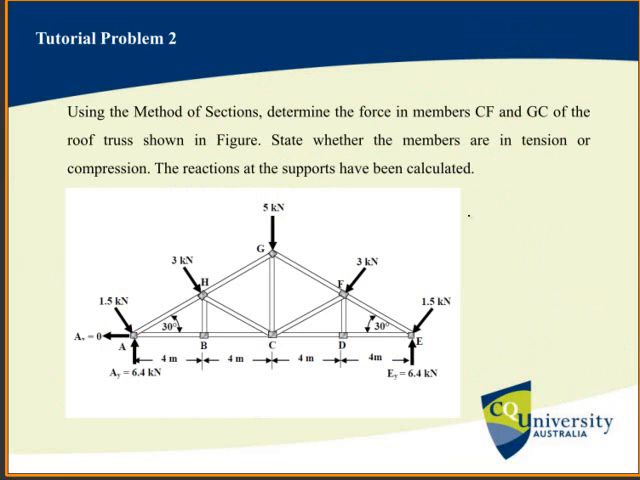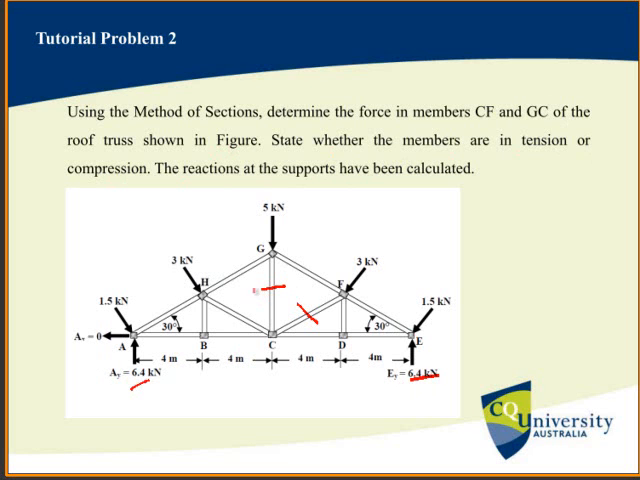I'm going for the next problem, which is for method of sections. In this question, determine the forces in member CF and member GC of the roof truss shown in figure. State whether the members are in tension or compression. The reactions at the supports have been calculated, so all the reactions are given already.